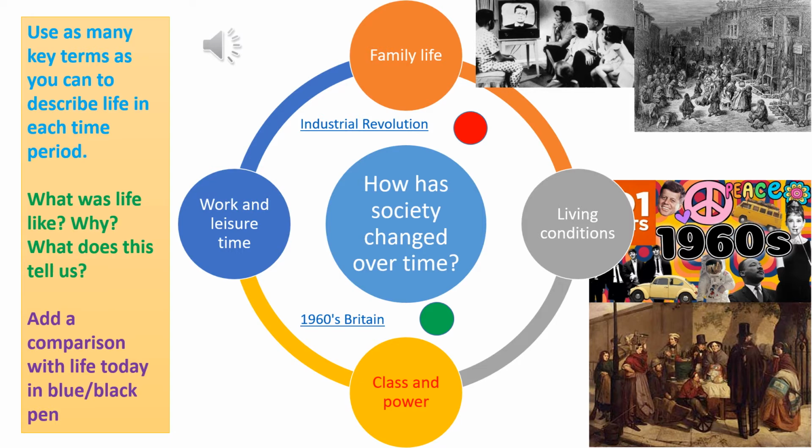This week in year 9 we started with social processes, essentially what's changed over time. We picked the two examples of the Industrial Revolution and the 1960s. We watched two different videos on those periods and we looked at how the eras affected British society massively. The changes in family life, living conditions, class and power, leisure time.